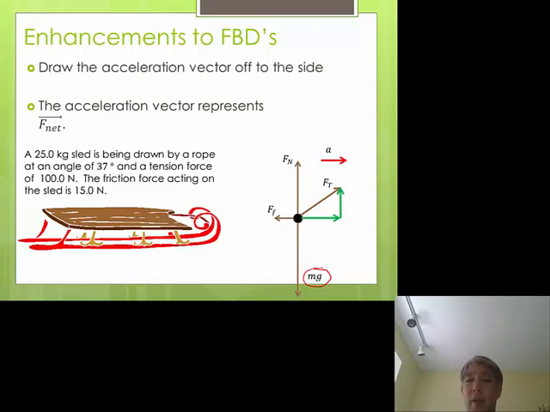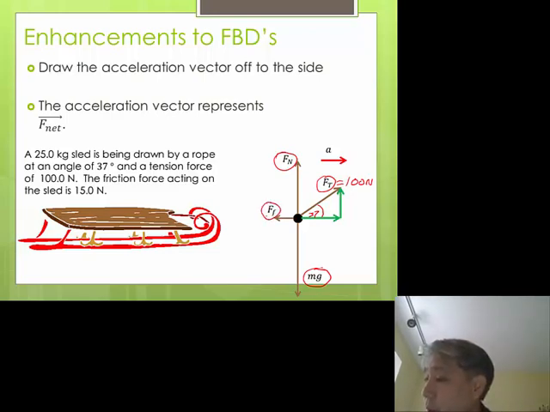Okay. The next thing I always do is check to see, is the object on a surface? Well, yes, okay, it's a sled. Sleds always run on ground or snow or ice or something like that. So I'm going to have a reaction force, or a normal force, perpendicular to the surface. Okay, is there an applied force? Yes, it's being drawn by a rope. Oh, it's at an angle of 37 degrees, so I'll have to remember that. 37 degrees, and it has a tension force. I could even write in its value here because it gives it to me, 100 newtons. Okay, and oh, there's also a friction force.